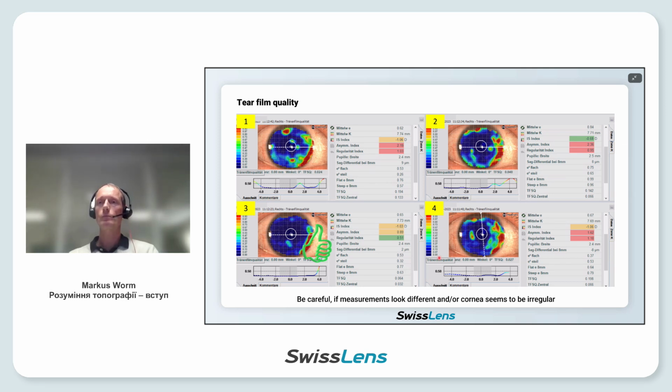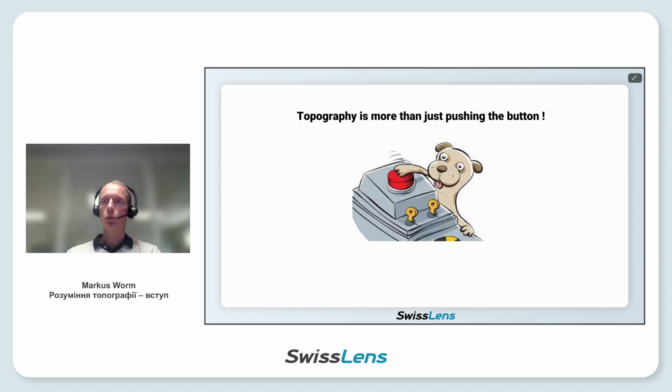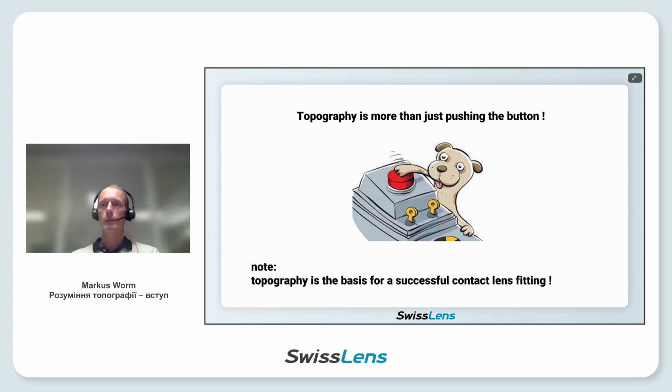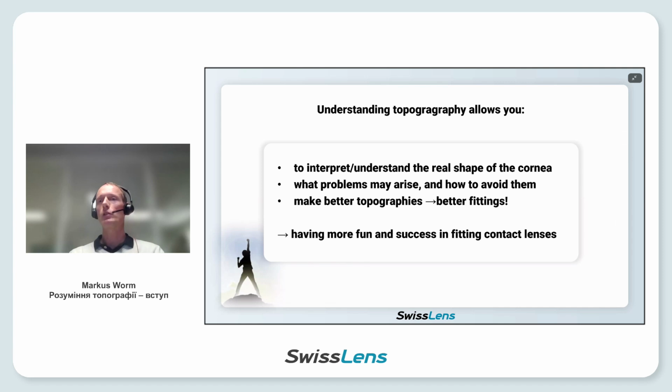So as you have seen, topography is more than just pushing the button, and note topography is the basis for a successful contact lens fitting. In summary, understanding topography allows you to understand the real shape of the cornea and what problems may arise and how to avoid them and how to make it better. Finally, you will have more fun and more success in fitting contact lenses.